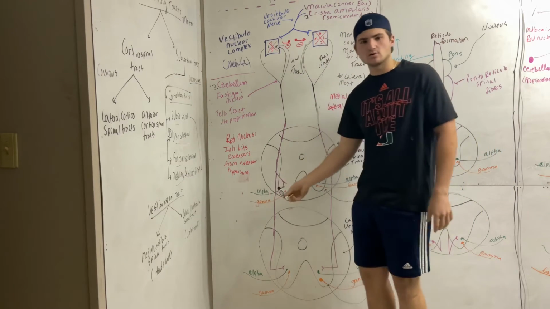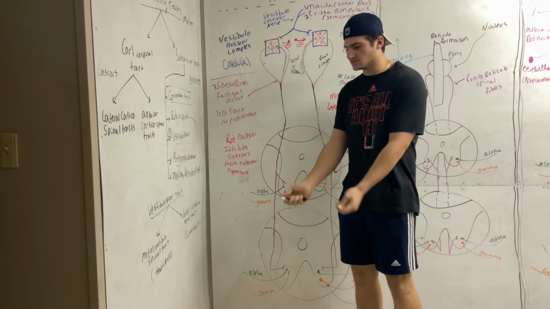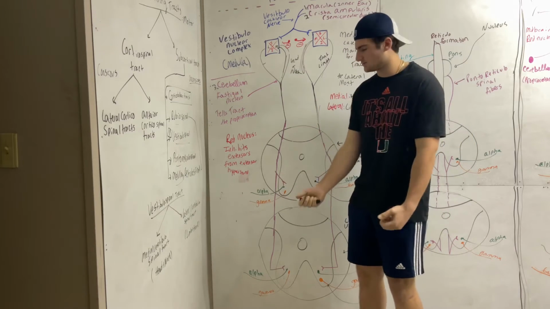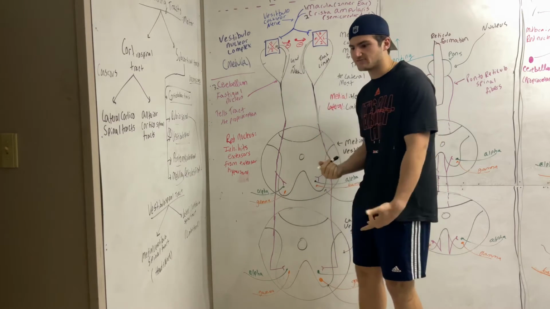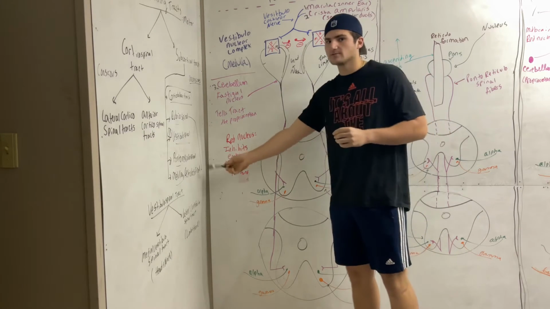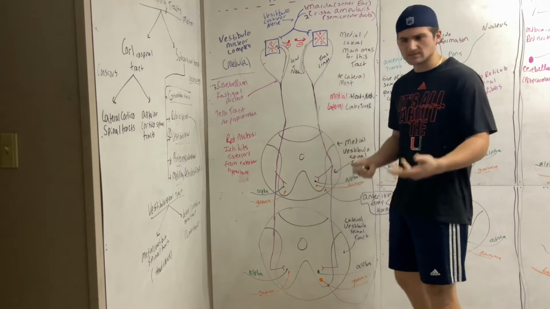The alpha is for what? Extrafusal fibers, telling the muscle to contract or to lengthen. Good. The gamma does what? It has nuclear bag and nuclear chain fibers. These are intrafusal fibers, and they just detect stretch and length and speed, right?